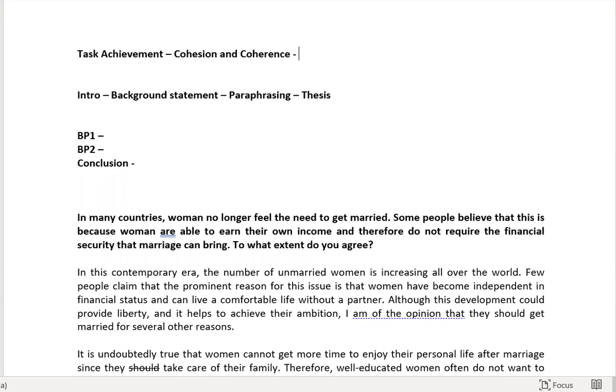So these are all cohesive devices, linking words. Linking words are cohesive devices, and cohesion is how logical the flow of your ideas is and how logically your ideas are organized together. We'll discuss it in detail. And then lexical resources.